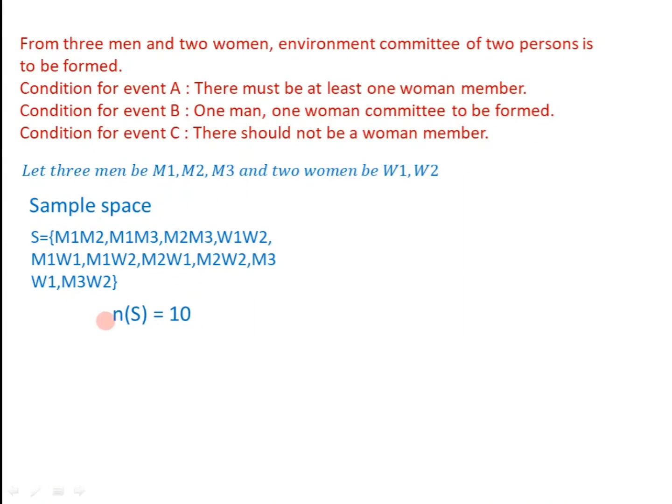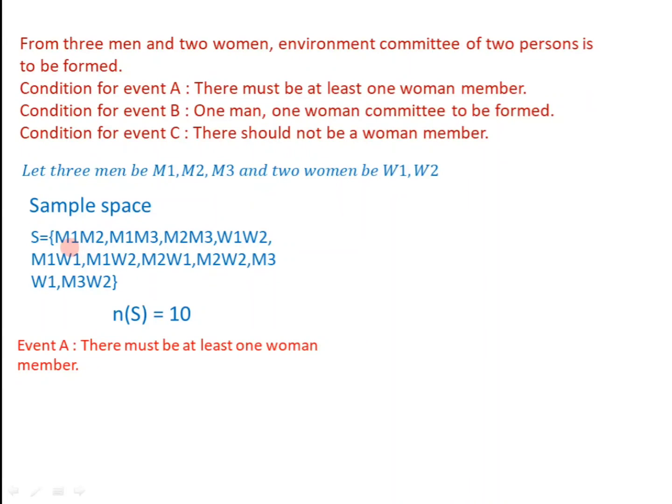So this is the sample space and the number of sample points in that sample space for the given random experiment. Now we have to find the event A and the number of elements in those events. So event A is that there must be at least one woman member. Now we have to search all the committees and collect those elements which have at least one woman.